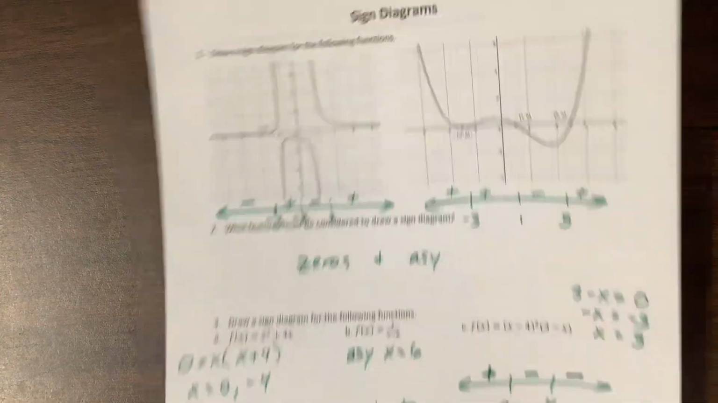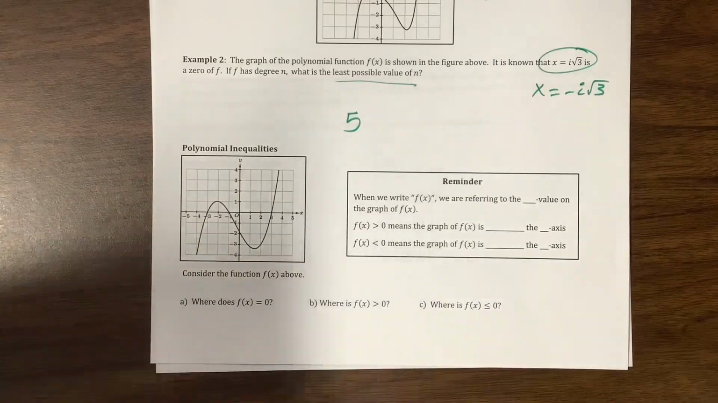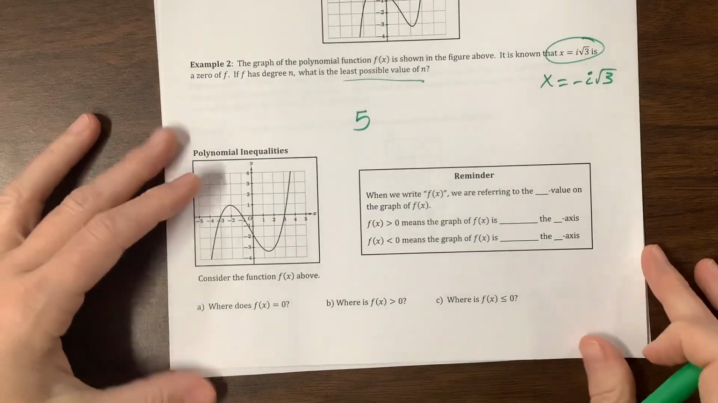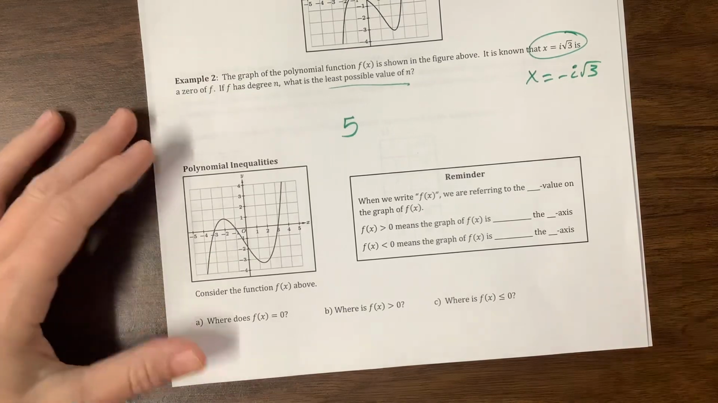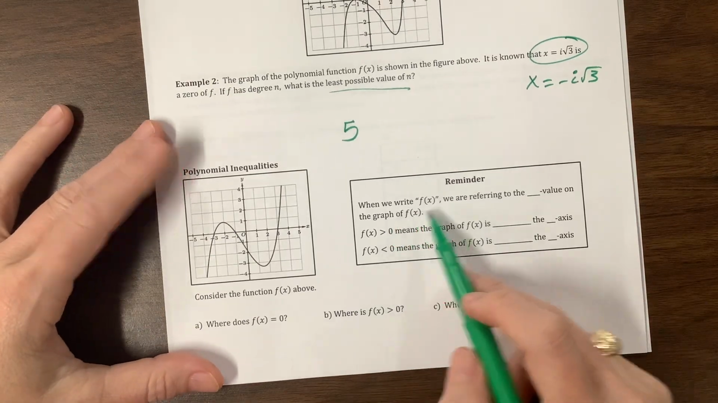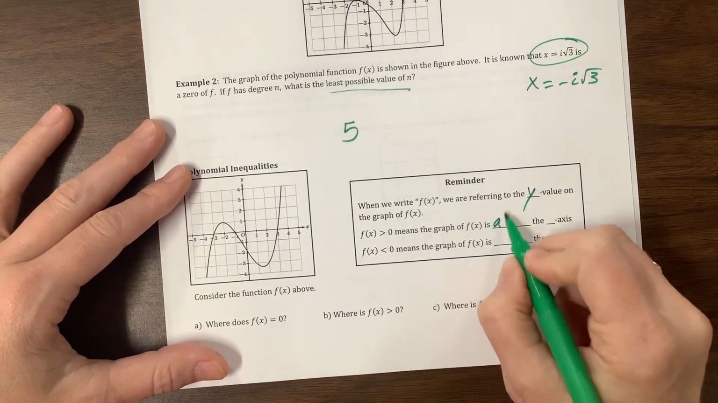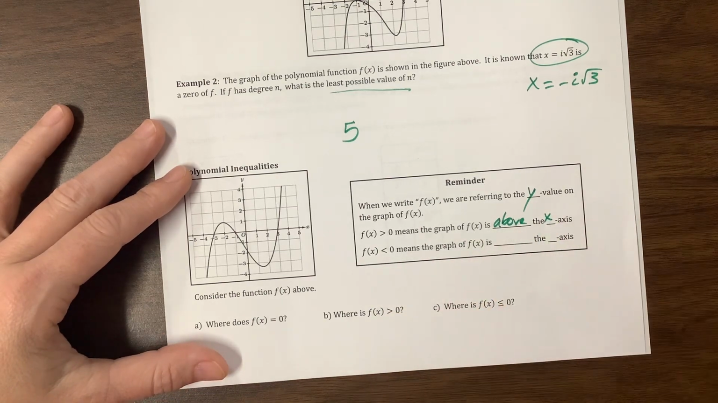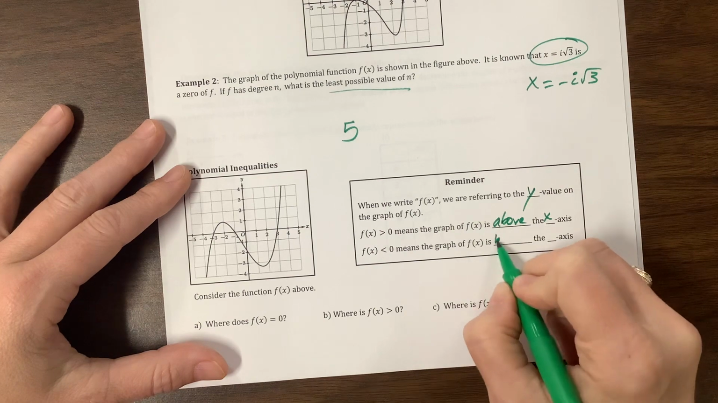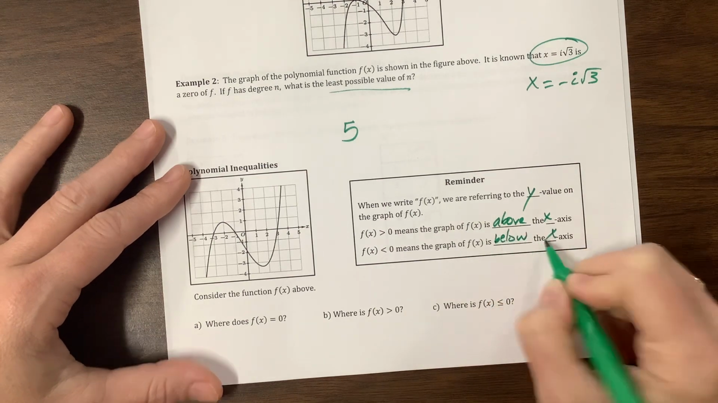And now let's come back to, that was kind of the introduction into what we are now seeing that AP is going to teach us. Here we go. F of x is the y value. F of x is greater than 0 means it's above the x-axis. If it's less than 0, it means it's below the x-axis.